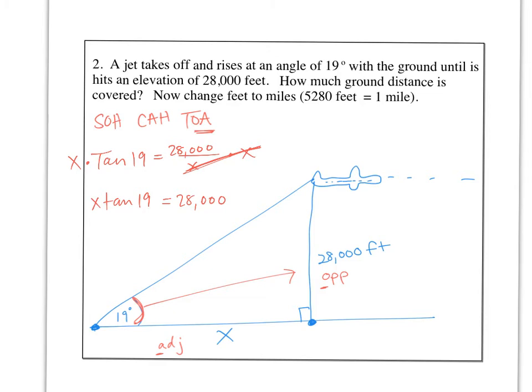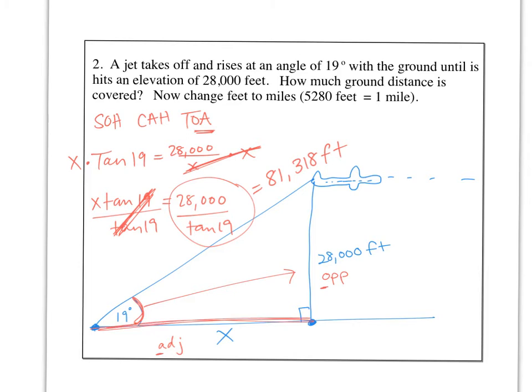Do you remember how to get x by itself? Right now it's x times tangent 19. So to undo a times, you have to divide. So divide by tangent 19. And then this is what you're going to type in your calculator right here. 28,000 divided by tangent 19. And I think you get a big old number, 81,318 feet. So that's this distance down here.